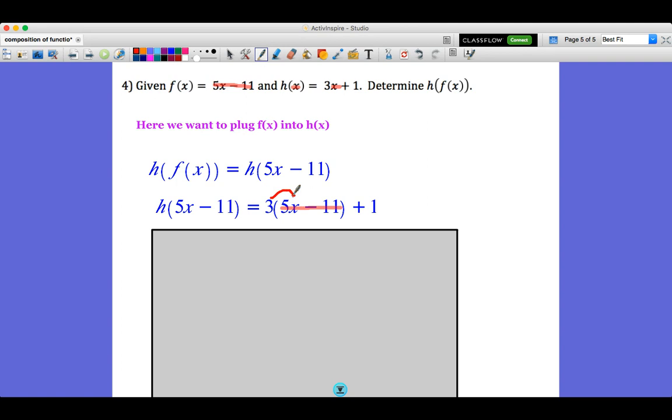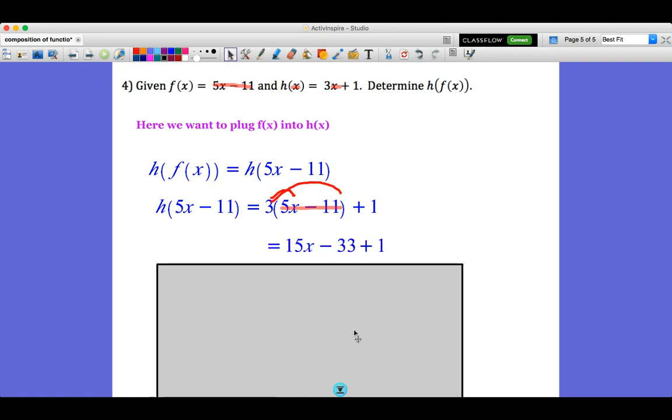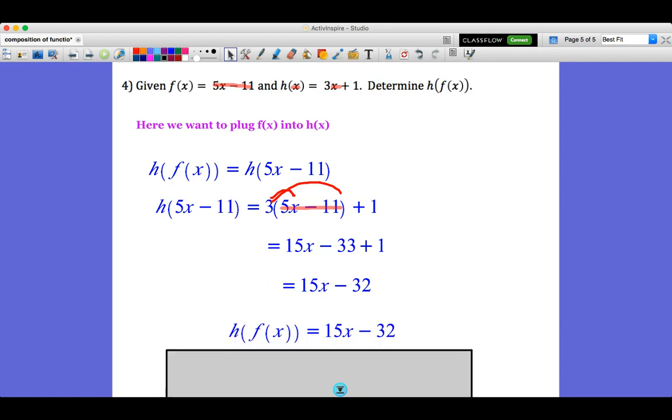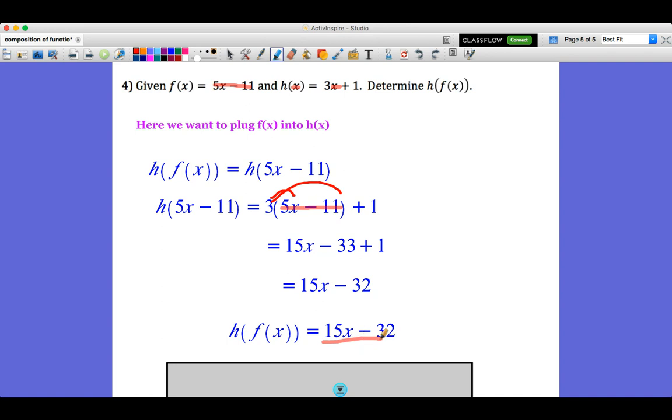Got to distribute again. 3 times 5x is 15x. 3 times negative 11 is negative 33. Still have that plus 1. So 15x minus 33 plus 1. Negative 33 plus 1 is negative 32. So 15x minus 32 is our final answer. Here we found that h of f of x is 15x minus 32. So that's our final answer there. It's going to have x in it.